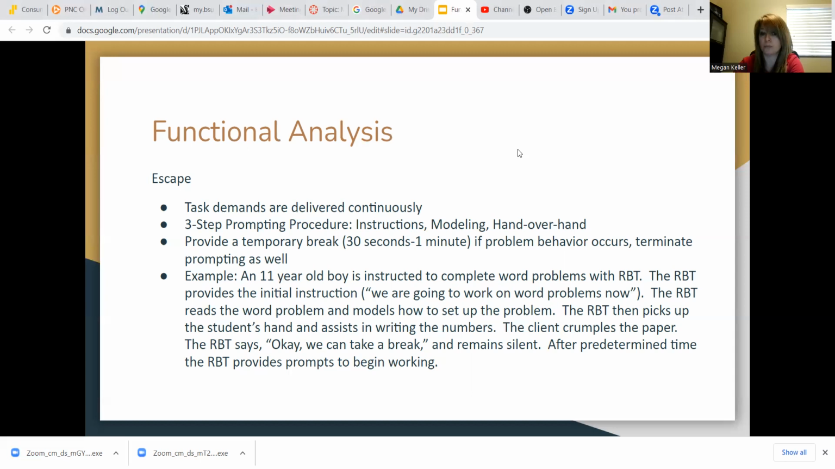The client crumples the paper. The RBT says, "Okay, we can take a break," and remains silent. After a predetermined amount of time passes, the RBT will provide the prompt to begin working.